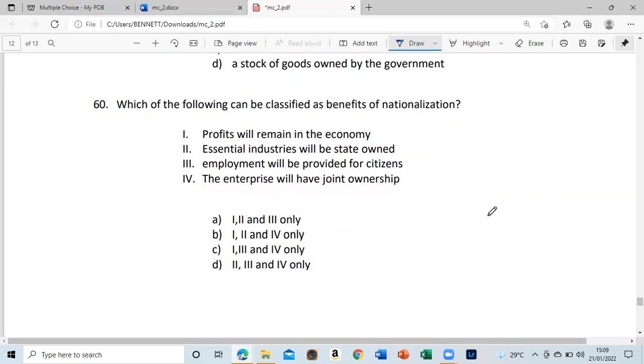Alright, let's look at the last one, number 60. Which of the following may be classified as benefits of nationalization? 1, profits will remain in the country's economy. 2, essential industries will be state-owned. 3, employment will be provided for citizens. And 4, the enterprise will have joint ownership. So number 60 is A, 1, 2, and 3 only.